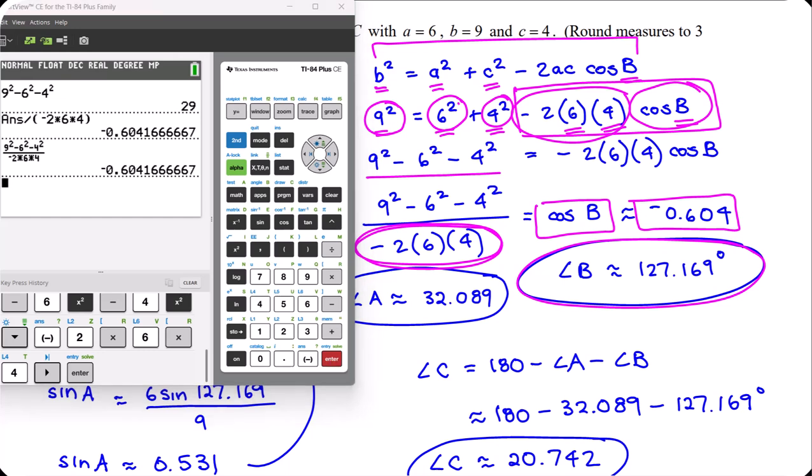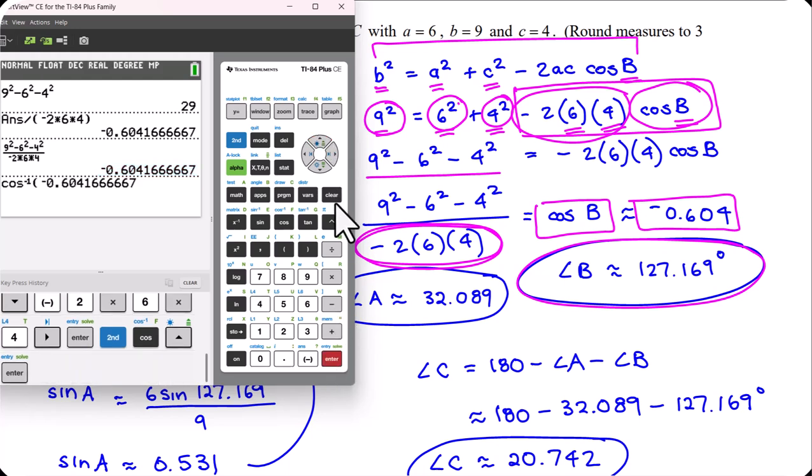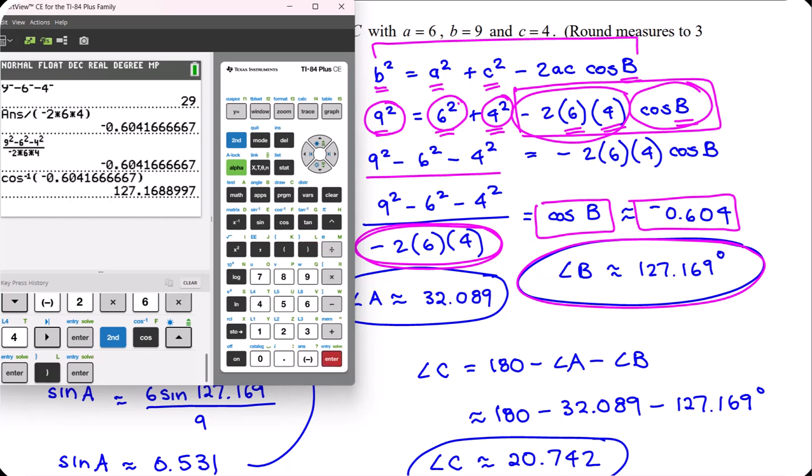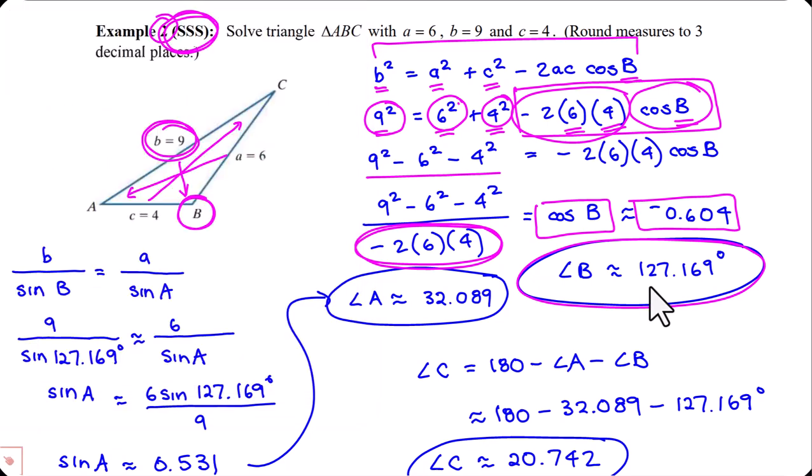Then to find the angle, since this is the cosine value of the angle, we do second cosine, and then let's put this value in, so you go up arrow on the calculator, enter, pop that in there, I'll close the parenthesis, and there's the angle. And I rounded it to the nearest 3 decimal places.